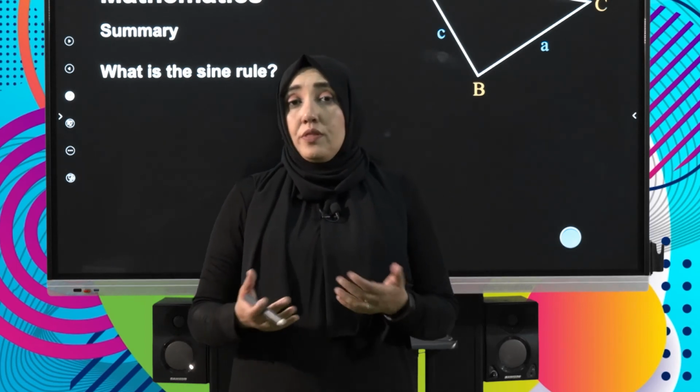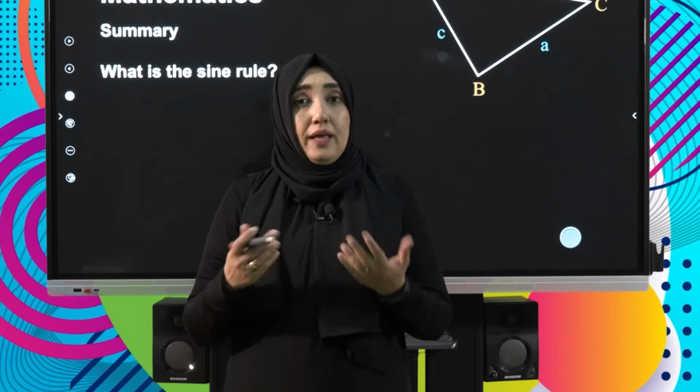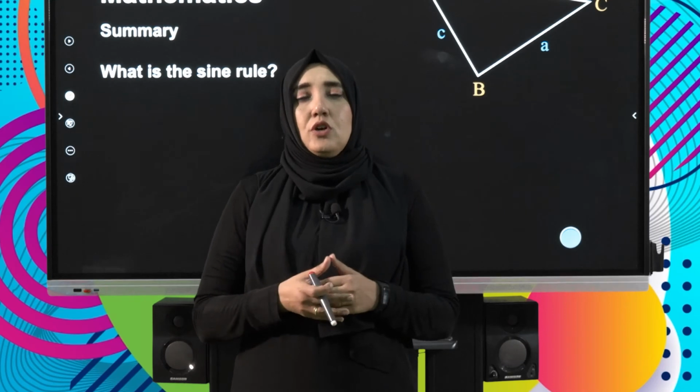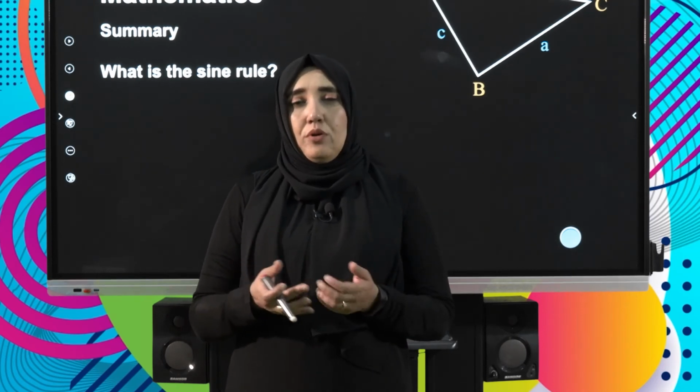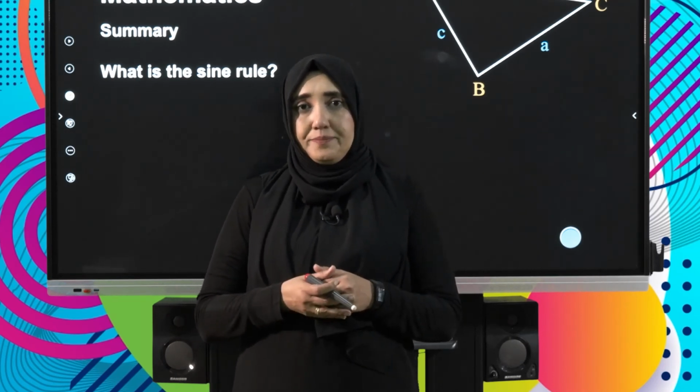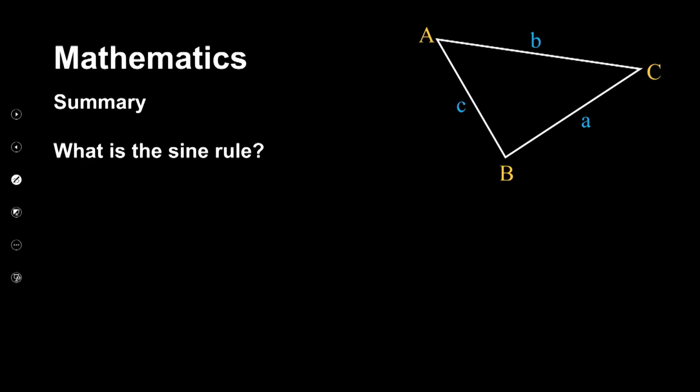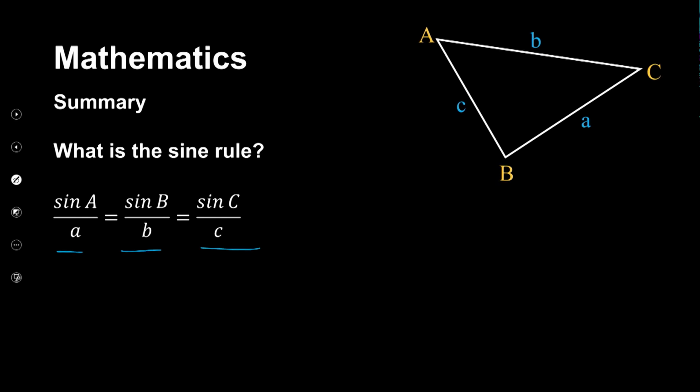Okay, now we've completed all the formalities of the sine rule. Let's do a quick summary to recap what we've done thus far. What is the sine rule? So the sine rule, using triangle ABC, is a rule that states that sine A over a is equal to sine B over b, which is equal to sine C over c.